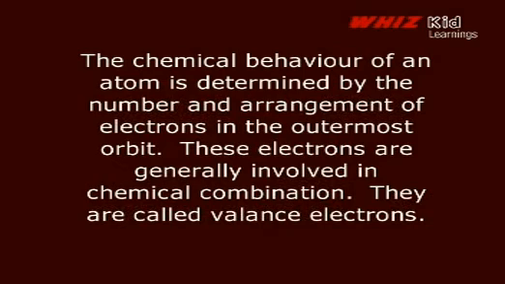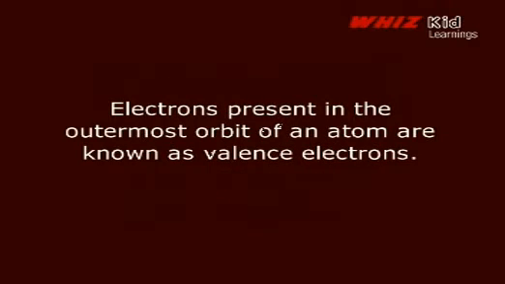The chemical behavior of an atom is determined by the number and arrangement of electrons in the outermost orbit. These electrons are generally involved in chemical combination. They are called valence electrons. Electrons present in the outermost orbit of an atom are known as valence electrons.